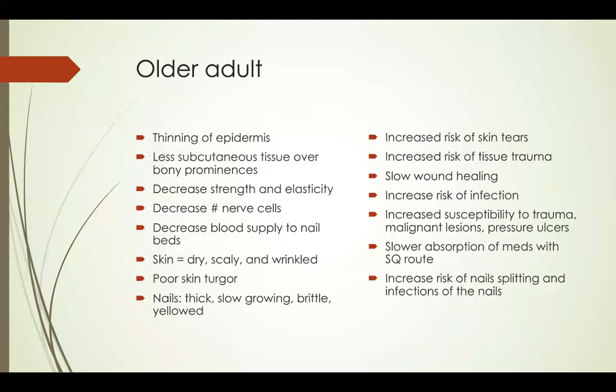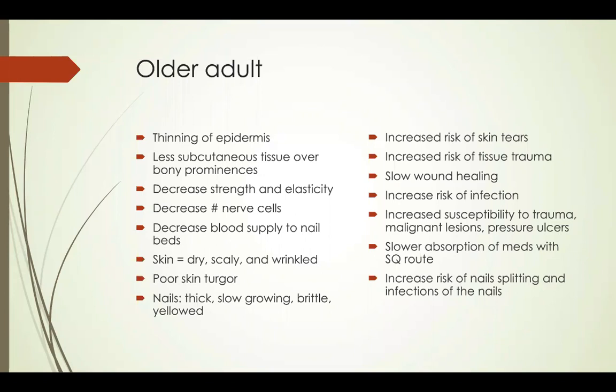So again, just to emphasize the older adult, because we talk a lot about the older adult in 101, it's one of our focuses. So they have a thinning epidermis. So that epidermis, that outer layer of the skin, gets thinner. They lose the subcutaneous tissue over their bony prominences. So they're more likely to get a pressure injury there.